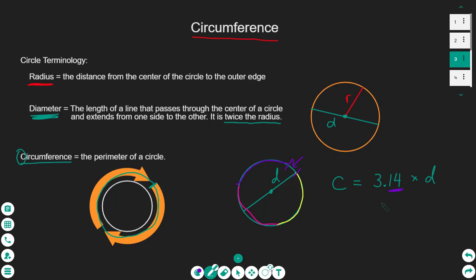Okay? And this 3.14 became so important that they gave it a special name, and they call that the Greek symbol pi. So pi is approximately 3.14. In fact, pi is an irrational number, so there are actually infinite number of decimal places after this 3. But we round it for just practical use to 3.14.